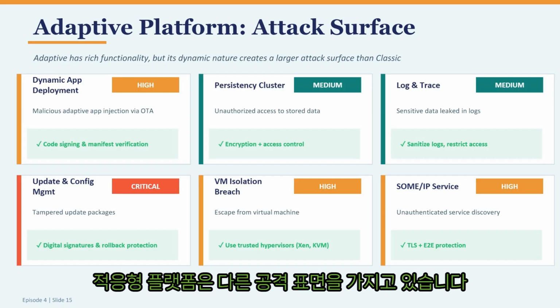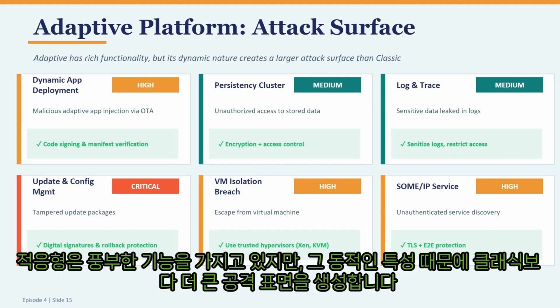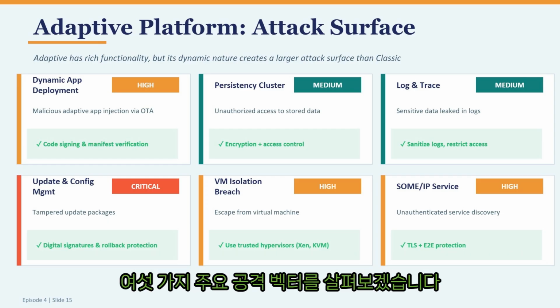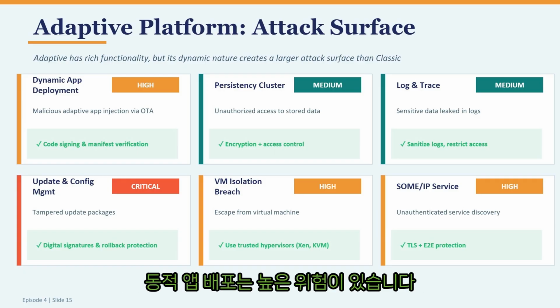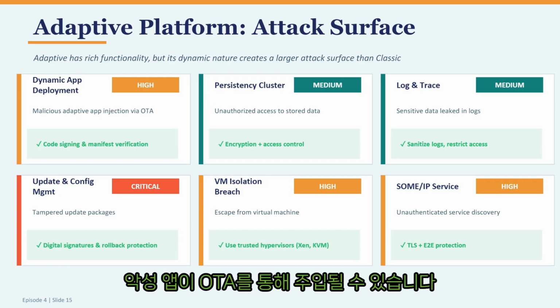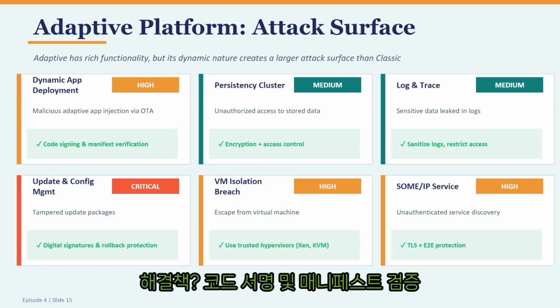Adaptive Platform has a different attack surface. Adaptive has rich functionality, but its dynamic nature creates a larger attack surface than Classic. Let's look at 6 major attack vectors. Dynamic app deployment is high risk. Malicious apps could be injected via OTA. The fix? Code signing and manifest verification.